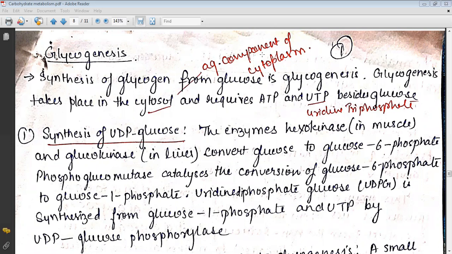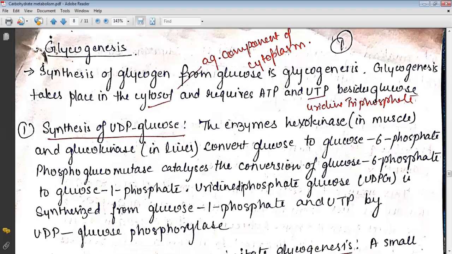The first step is synthesis of UDP glucose. The enzymes hexokinase and glucokinase convert glucose to glucose 6-phosphate. Phosphoglucomutase catalyzes the conversion of glucose 6-phosphate to glucose 1-phosphate. Uridine diphosphate glucose is synthesized from glucose 1-phosphate and UTP by UDP glucose pyrophosphorylase.